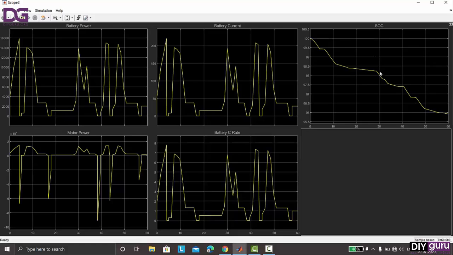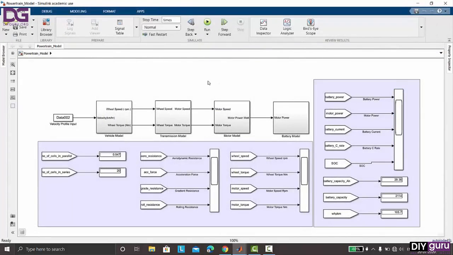The state of charge remaining after completing the complete cycle is around 96%. So 4% of the charge is used in one complete cycle.